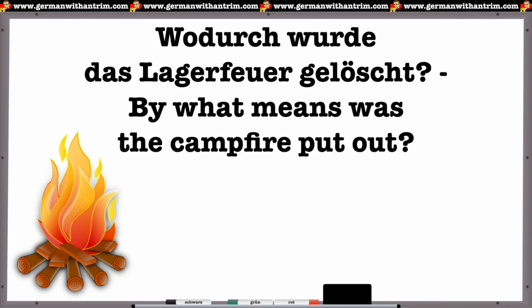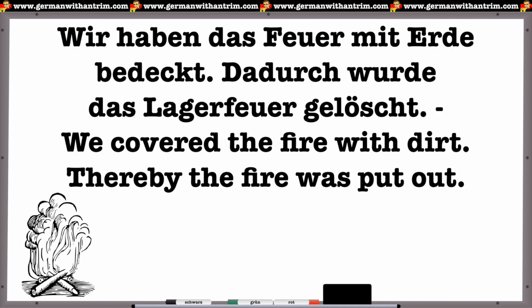Wodurch wurde das Lagerfeuer gelöscht? By what means was the campfire put out? Wir haben das Feuer mit Erde bedeckt. Dadurch wurde das Lagerfeuer gelöscht. We covered the fire with dirt. Thereby the fire was put out.